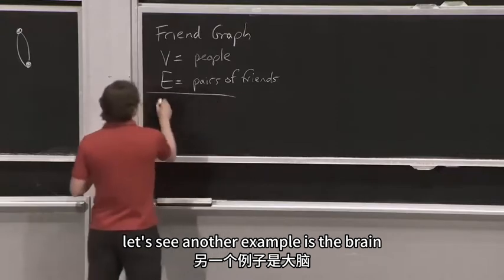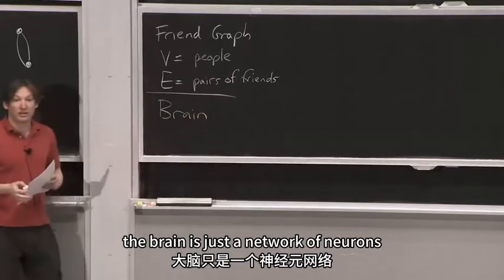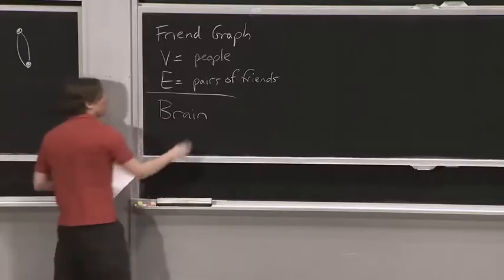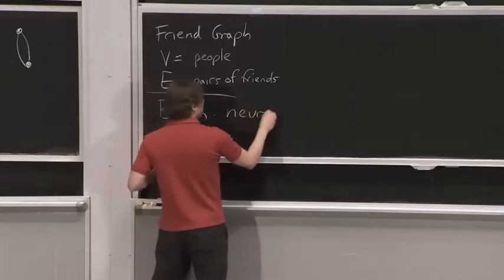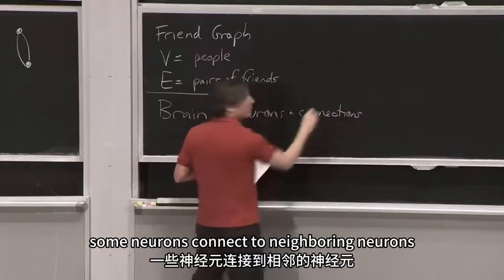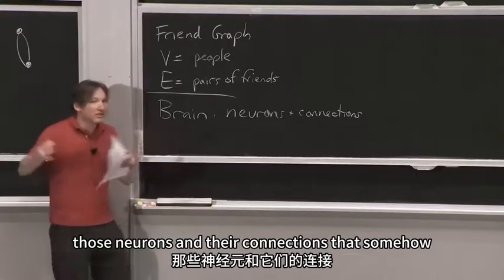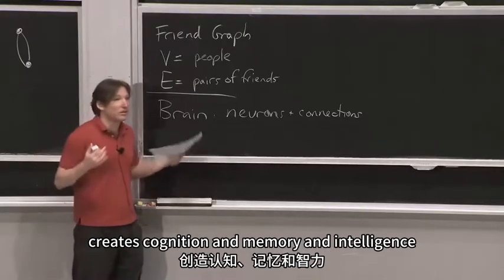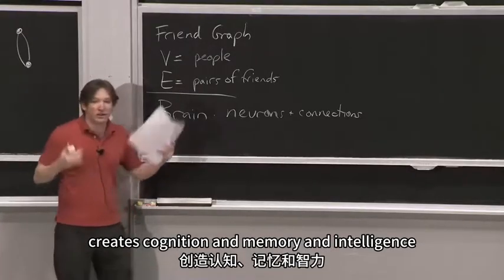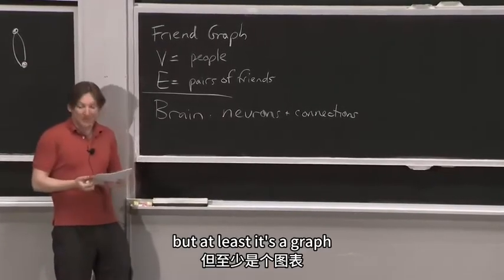Let's see. Another example is the brain. The brain is just a network of neurons. The neurons are the vertices. Neurons and connections. Some neurons connect to neighboring neurons, and it's those neurons and their connections that somehow creates cognition and memory and intelligence, and I wish we understood how. But at least it's a graph.